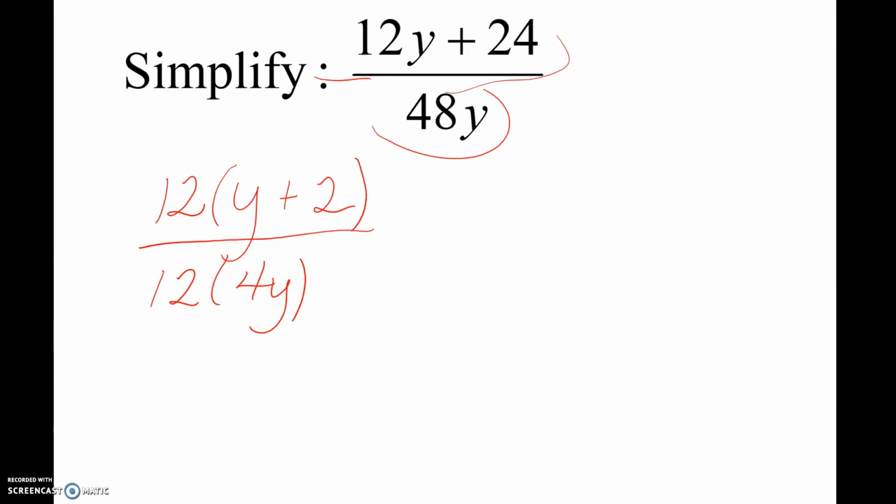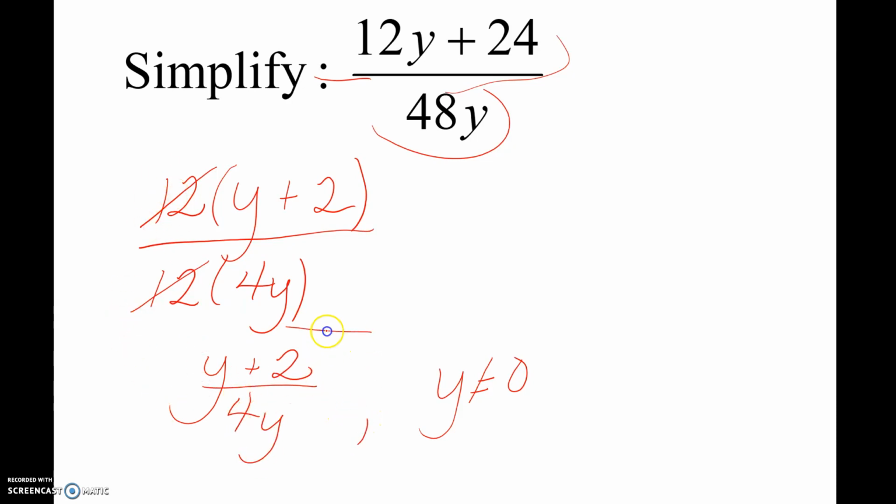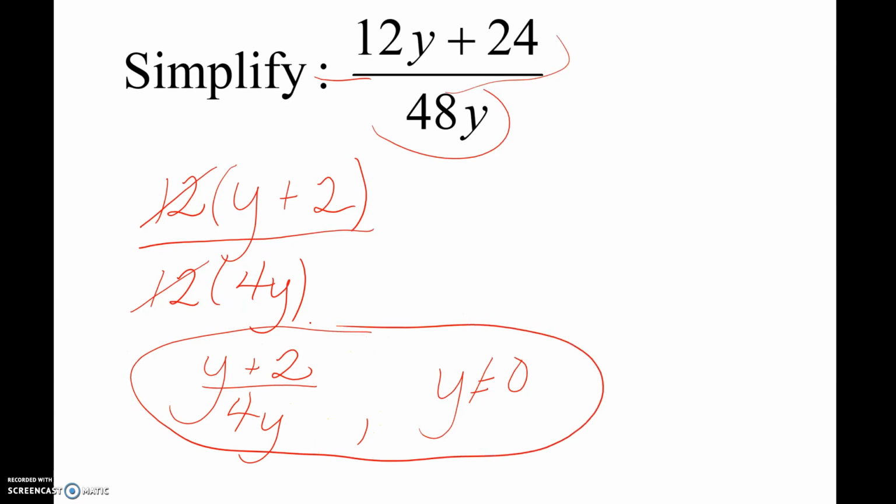Again, we can't have 0 on the bottom, so I need to find what value of y makes this term 0, because 0 times 12 is 0. What can I plug in for y to make that 0? It would be 0. So y cannot equal 0. Then our 12's simplify, because 12 divided by 12 is 1. And then that's my answer.